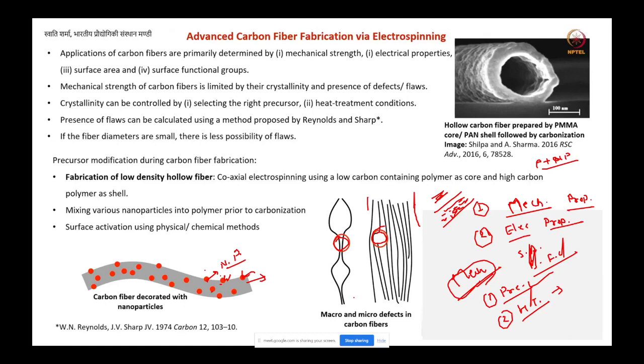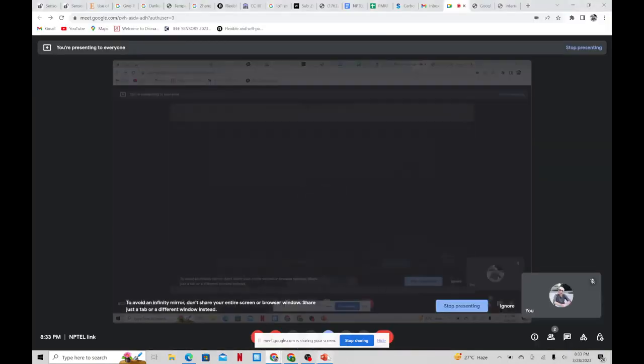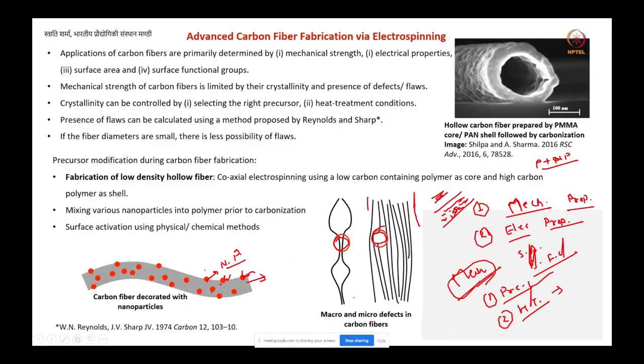And here you can see in the top images, hollow carbon fiber prepared with a PMMA core and PAN shell, followed by carbonization. So the core is PMMA and the shell is PAN, and this is followed by carbonization.